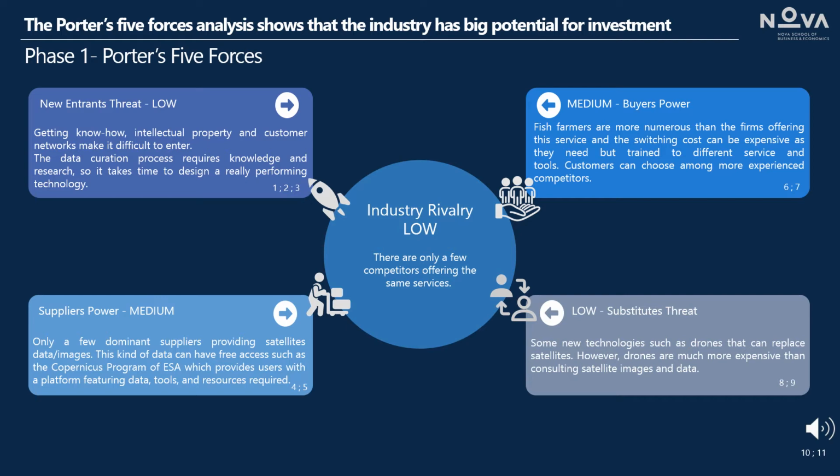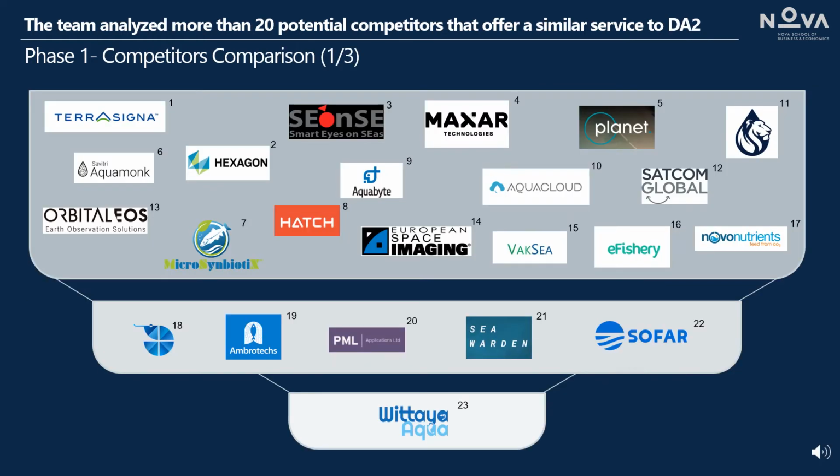The competition environment is analyzed hereafter. To better understand the competition DA2 will face, we analyzed over 20 worldwide aquaculture companies and projects. Six competitors that have a similar value proposition to ours were identified. For a more visual description, an additional analysis regarding key characteristics and perspective was elaborated.